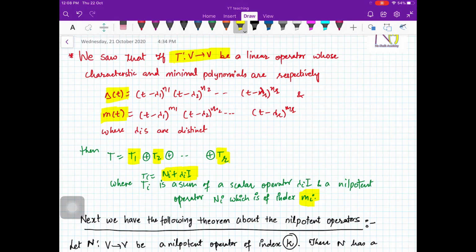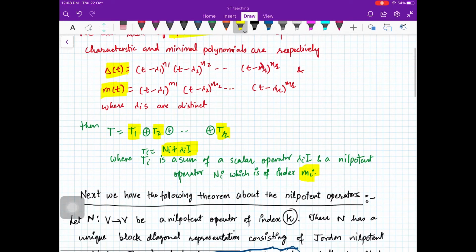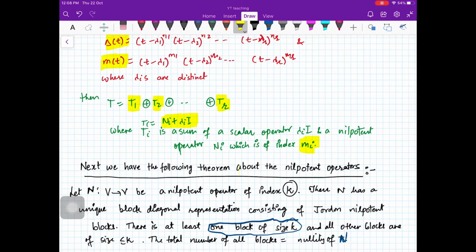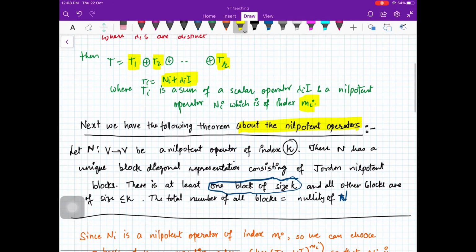If you are looking at this video, then for sure you should have looked at the last video first, then only you will understand the things. Next we have the following theorem about nilpotent operators.